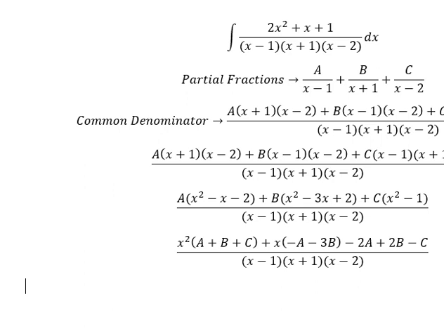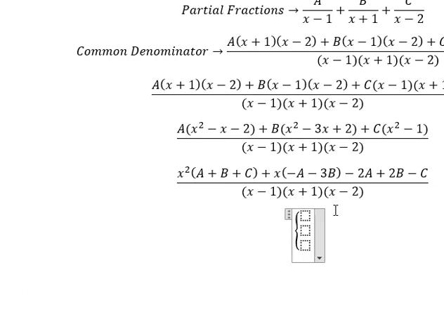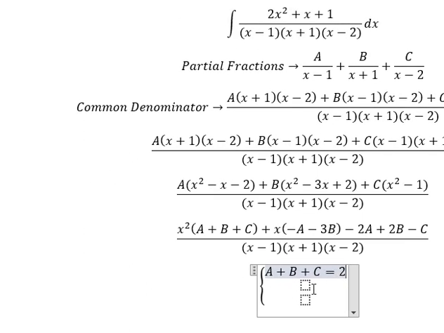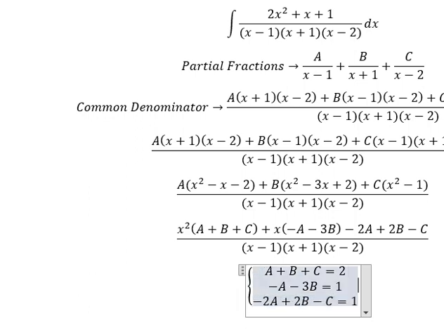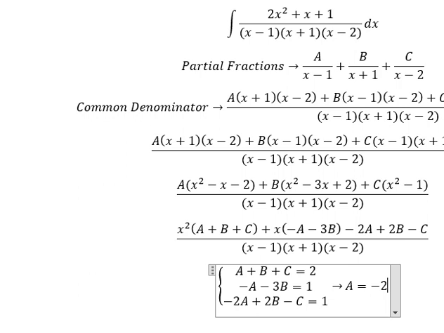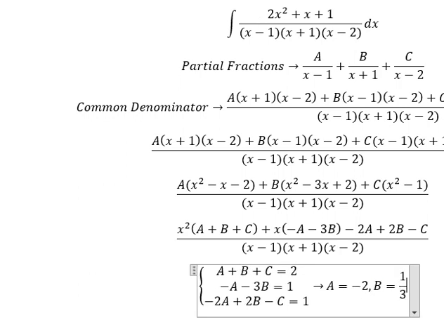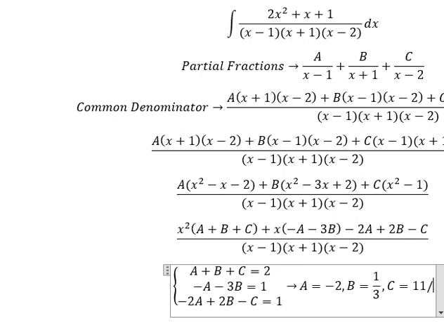And now we create the system of equations. So this one equals 2. This one equals 1. And the last one equals 1. So we need to find the solutions of A, B, C. So A equals negative 2. B equals 1 over 3. C equals 11 over 3.